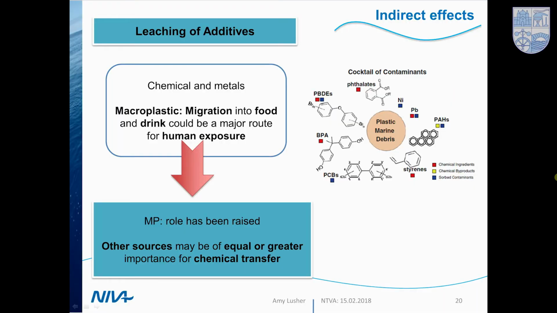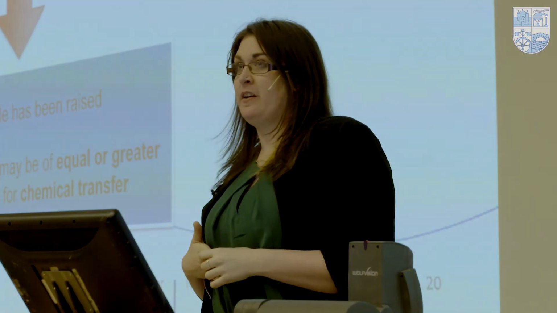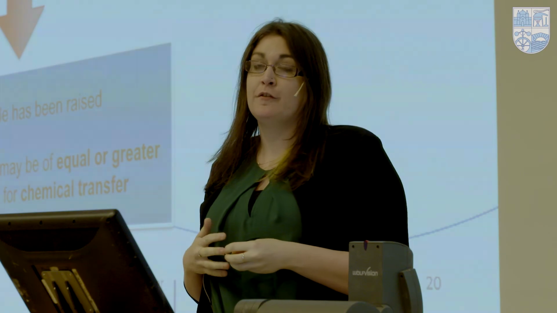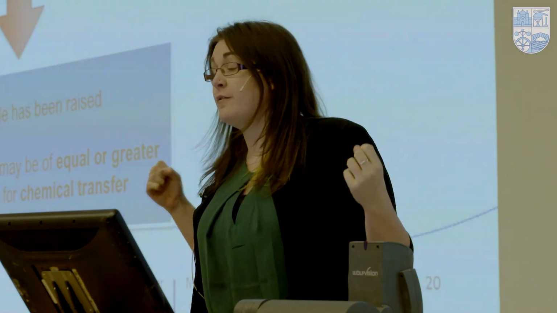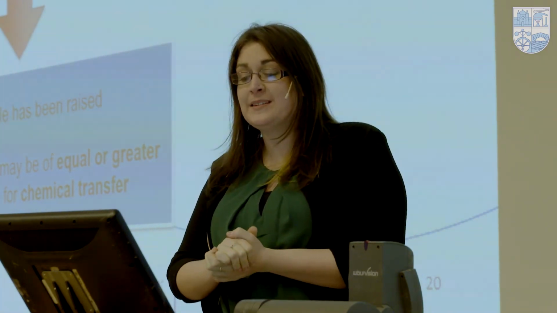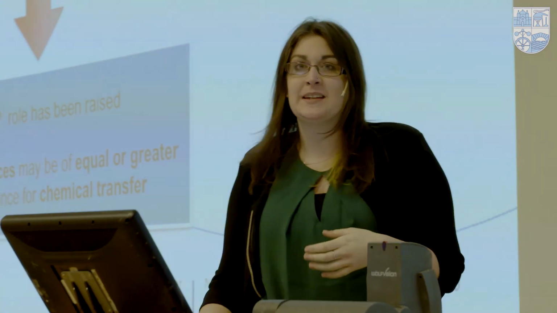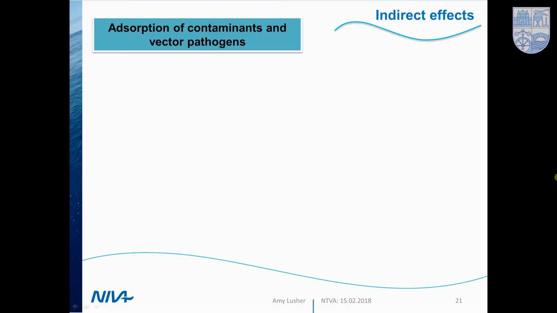So the role of microplastics and the leaching of additives has been raised, but it's quite possible that there are other sources which have equal or greater importance for chemical transfer, such as leaching from larger plastic items. And I think that's important to note, that we can't forget about the large items of plastic. All of the research at the moment seems to be going into microplastics, but macroplastics have an effect too.